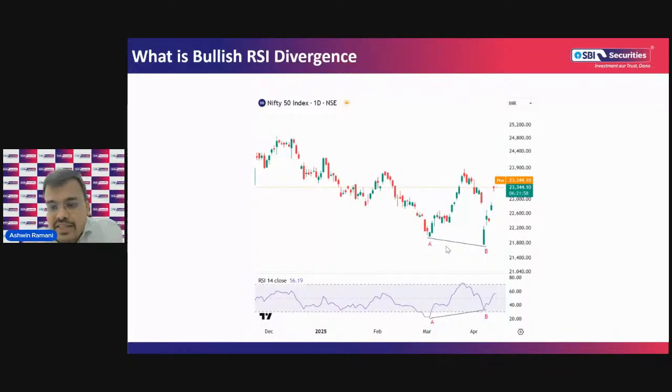मैं यहाँ पे क्या देख रहा हूँ, प्राइस का जो ये सेकंड लो है, can I say that is even lower than the first low? So that's a lower low formation which the price has formed here.